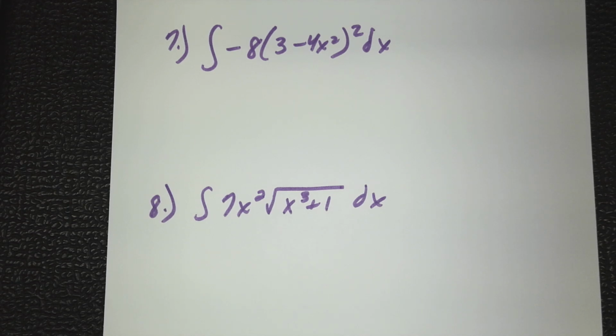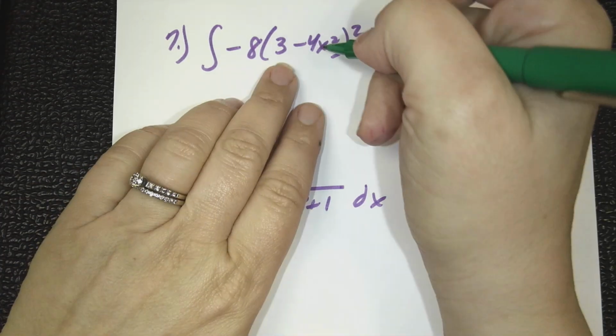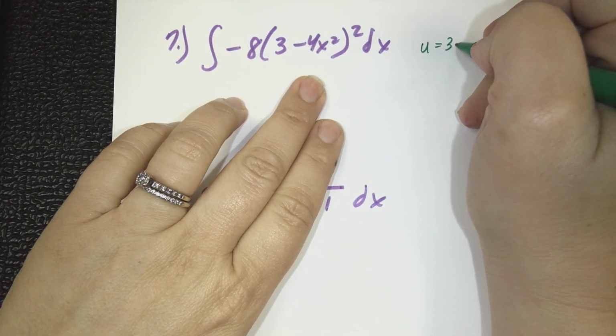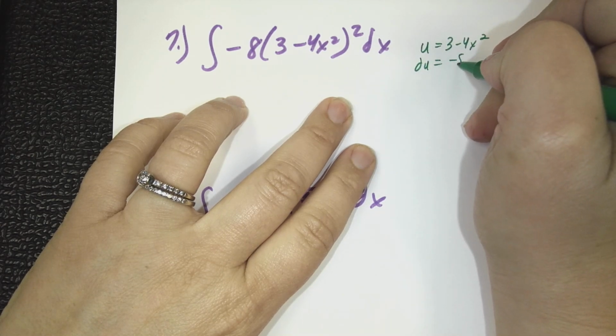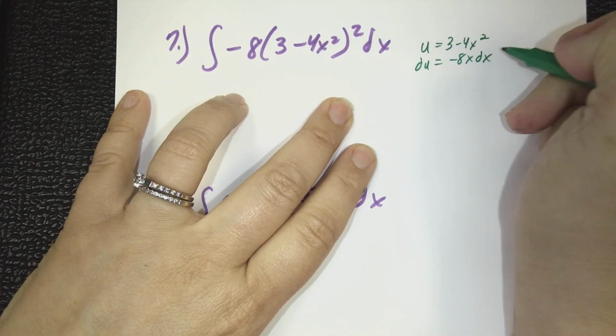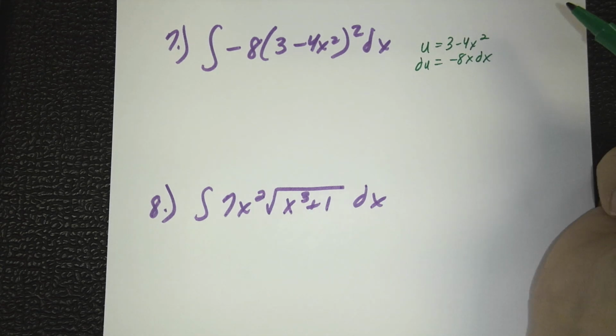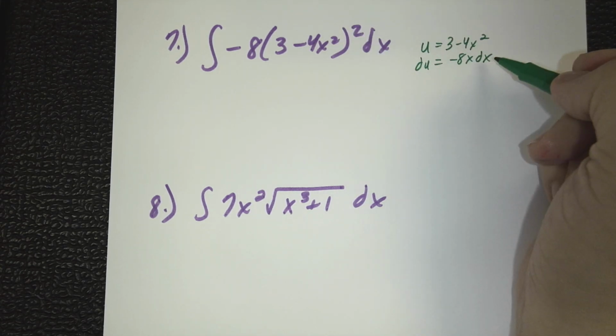Last and final couple of ones that we're going to do here, and it'll be over. Okay, so again, looks like this might be my u, 3 minus 4x squared. I take a derivative, negative 8x dx, okay? Well, look at what I got. I don't have an x. I have a negative 8 and a dx.